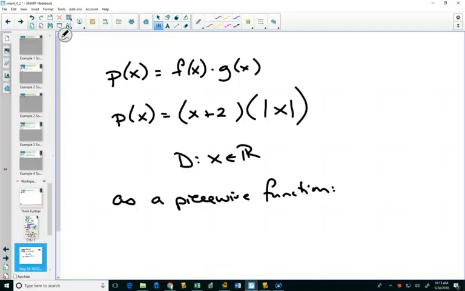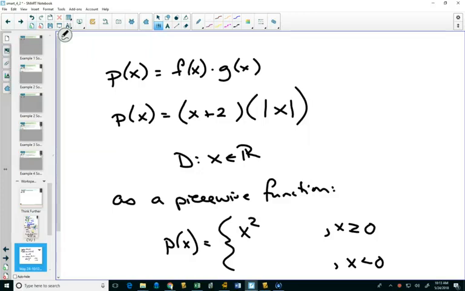So as a piecewise function for p of x, because the absolute value is split up when x is bigger than or equal to 0 and when x is less than 0, when x is bigger than or equal to 0, the absolute value of x was just x. X times x plus 2 would be x squared plus 2x. When x is less than 0, the absolute value of x was negative x. So then you would get negative x squared minus 2x.